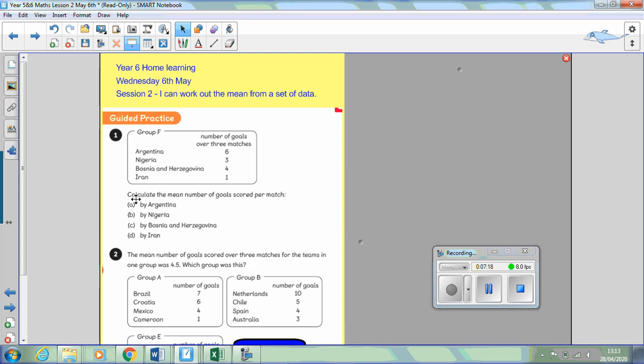Now what we'd like you to do is to calculate the mean number of goals scored per match, not per team but per match. So you've got to total up the number of goals and divide it by the number of matches. I'm not going to tell you, there's a massive clue there. Have a go at that for all of these ones here. Leave this question for the minute.